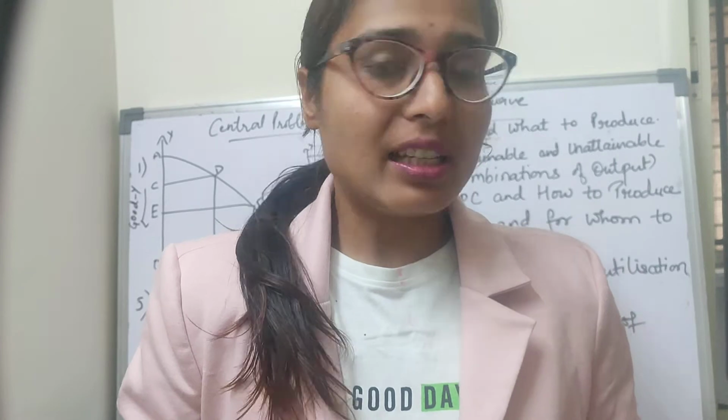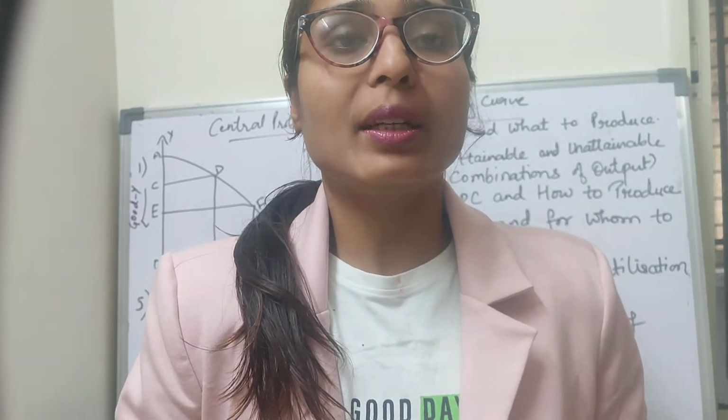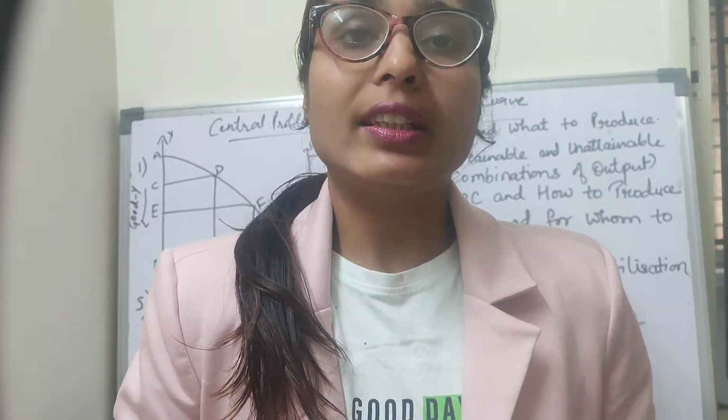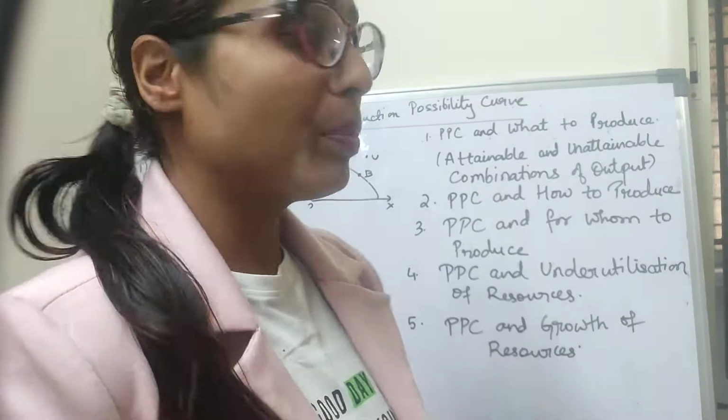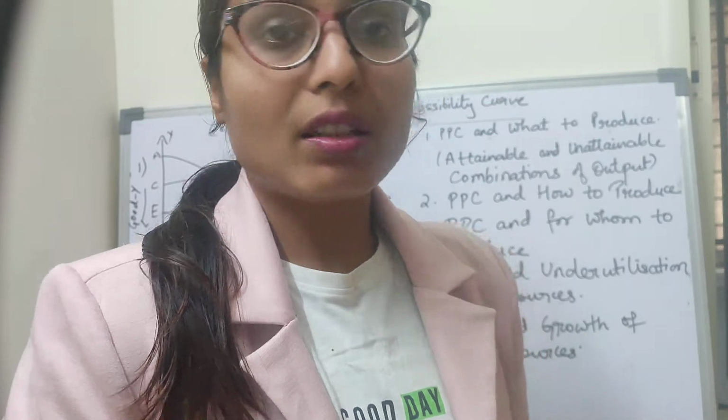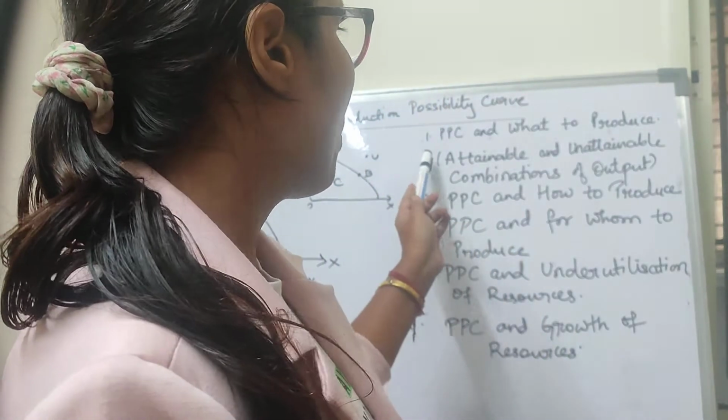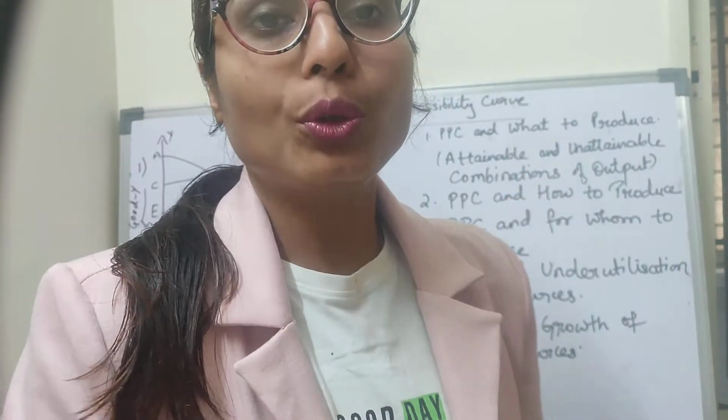So in the last session, I made you understand about the PPC curve. Now in this session, I'll explain the central problems through the production possibility curve. So come on, let's understand the first point, PPC and what to produce.